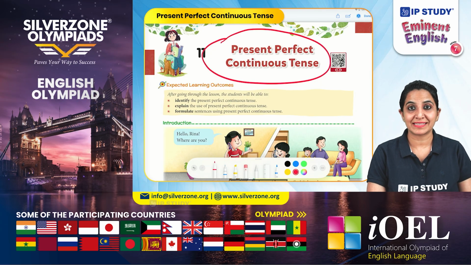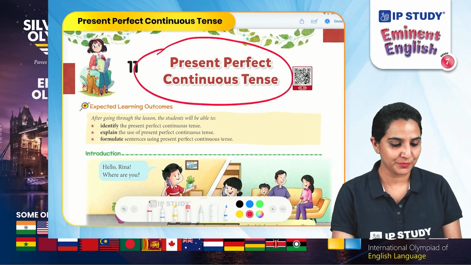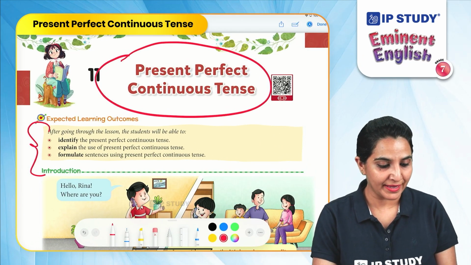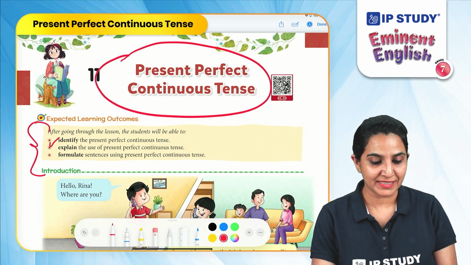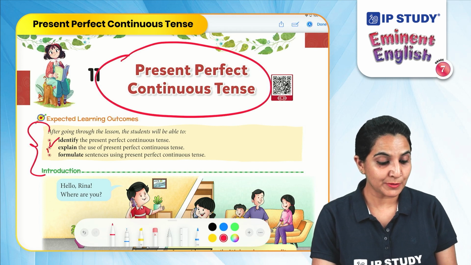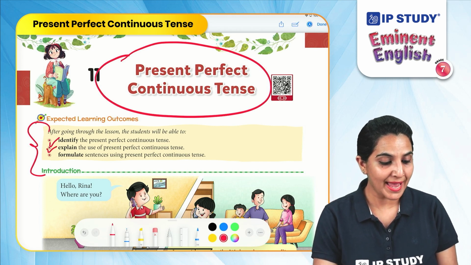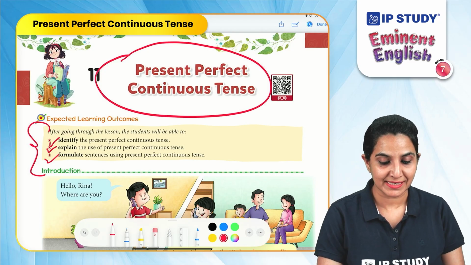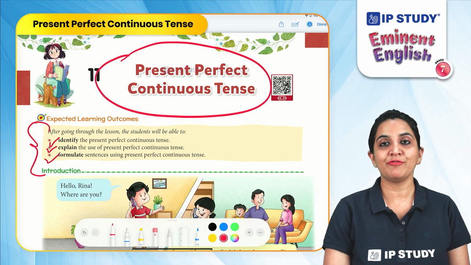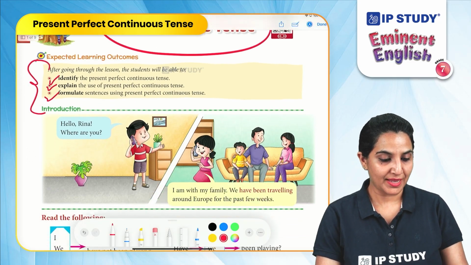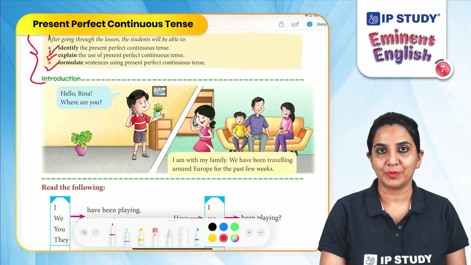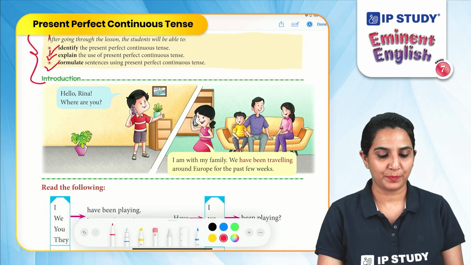Before the end of this lesson, you will be able to identify the present perfect continuous tense, explain the use of present perfect continuous tense, and formulate sentences using this form of tense. Let's look at the following example and study it in detail.